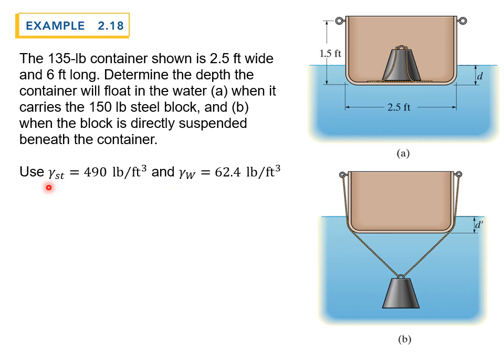And the problem says take the specific weight of steel to be 490 pounds per cubic feet, and the specific weight of water to be 62.4 pounds per cubic feet.